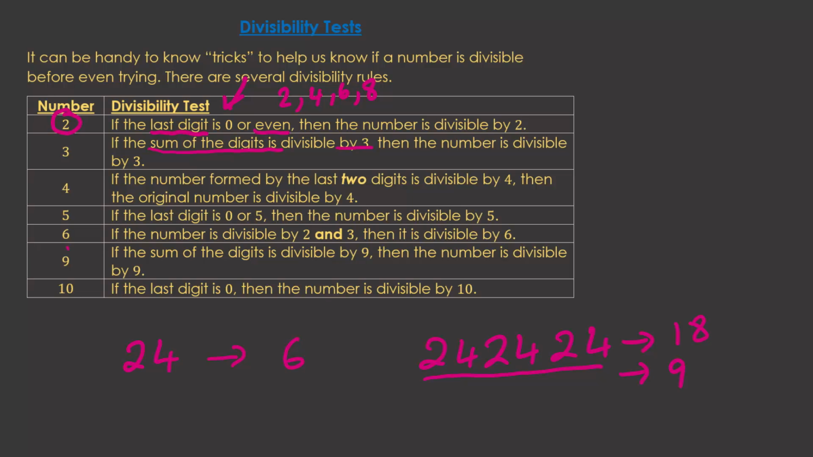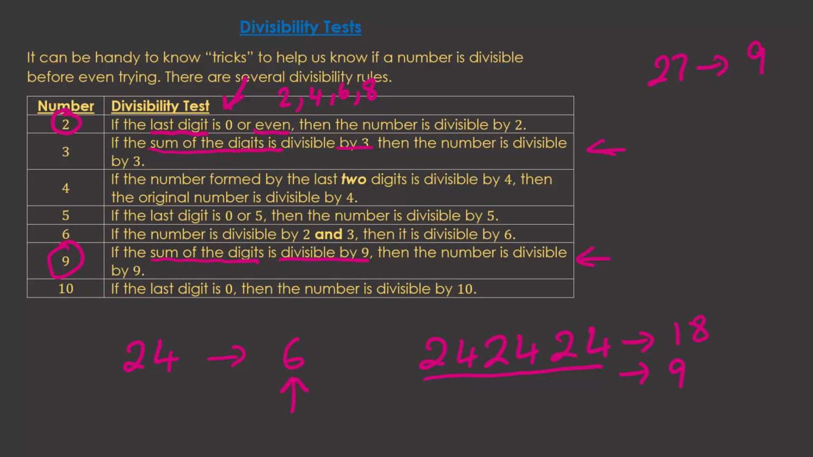Now I'm going to skip down to 9 because it's the same sort of test. Sum of the digits, but this time the sum needs to be divisible by 9. So 2 plus 4 being 6 tells us that this one is not divisible by 9. It is divisible by 3, but not by 9. Whereas if we had 27, 2 plus 7 is 9, and 9 is divisible by 9, so 27 is divisible by 9. So 3 and 9 are very similar tests.